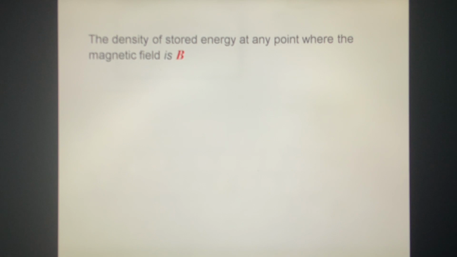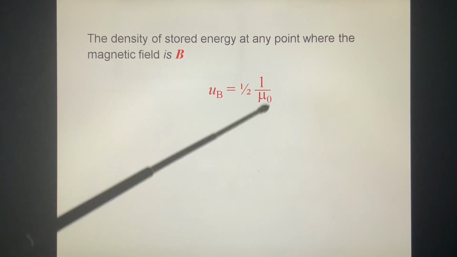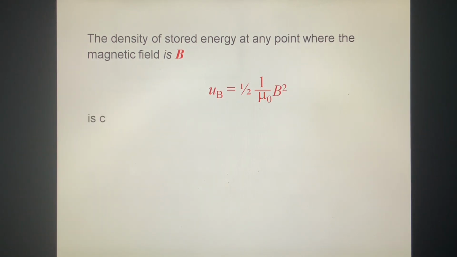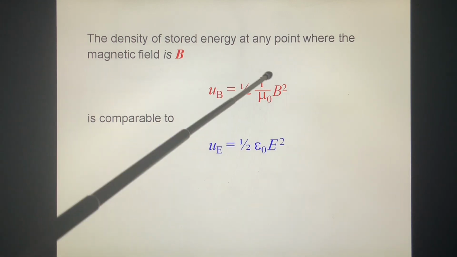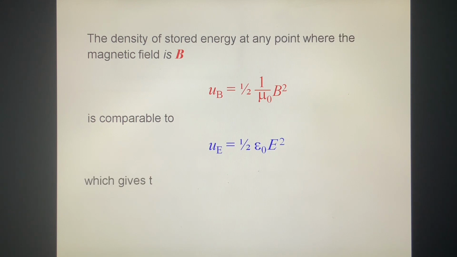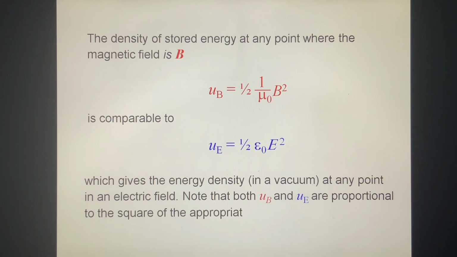The density of stored energy at any point where the magnetic field is B, U_B equals half, 1 over mu 0, B squared, is comparable to U_E equals half epsilon E squared, very similar, which gives the energy density in a vacuum at any point in the electric field. Note that both U_B and U_E are proportional to the square of the appropriate field quantity, B and E. And we will prove it, okay? They are equal.